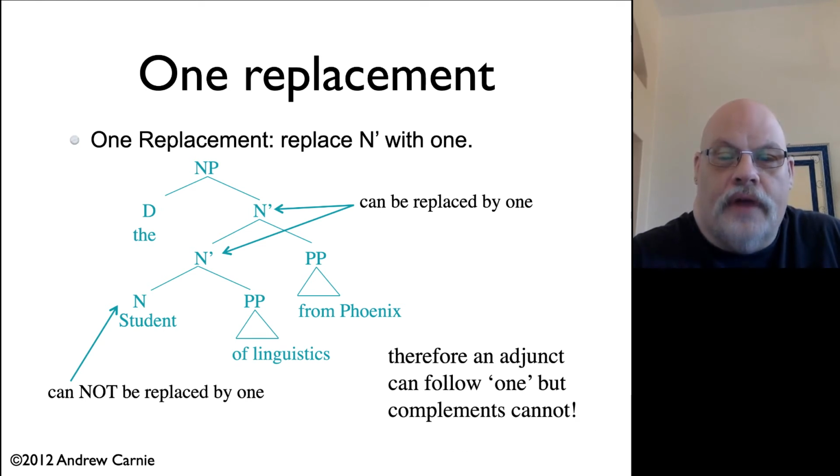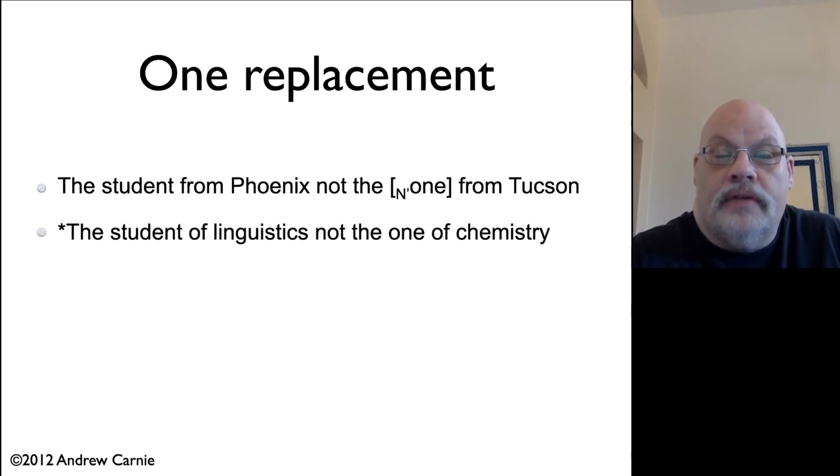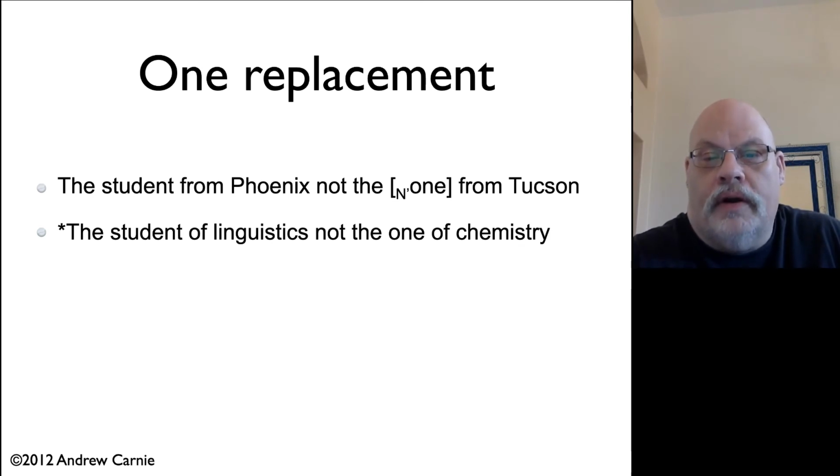So let's try this. The student from Phoenix, not the one from Tucson. So that's an example of an adjunct because you can stick one in front of it. The student of linguistics, not the one of chemistry. For those people for whom this is ungrammatical, this is a test that shows that of chemistry is a complement because you can't put one in front of it.